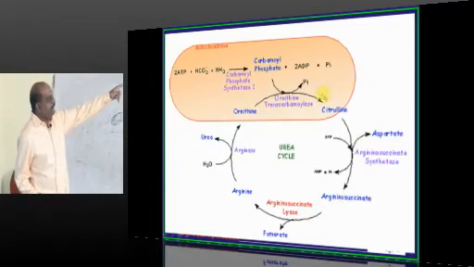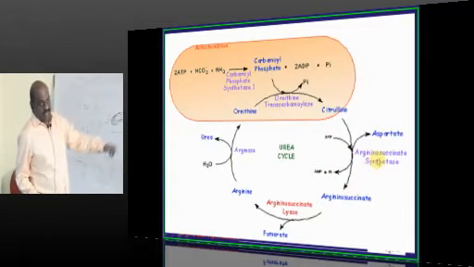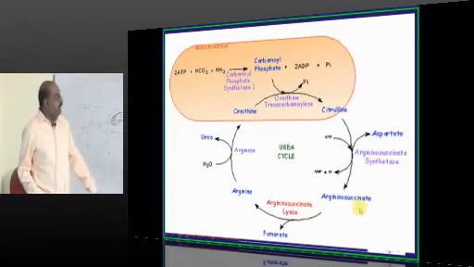Arginosuccinate forms from the citrulline, and during this process one aspartate is basically released, and in that step you have arginosuccinate synthetase which is involved. And where is it located, doctor? Cytoplasm. Arginosuccinate loses one fumarate.